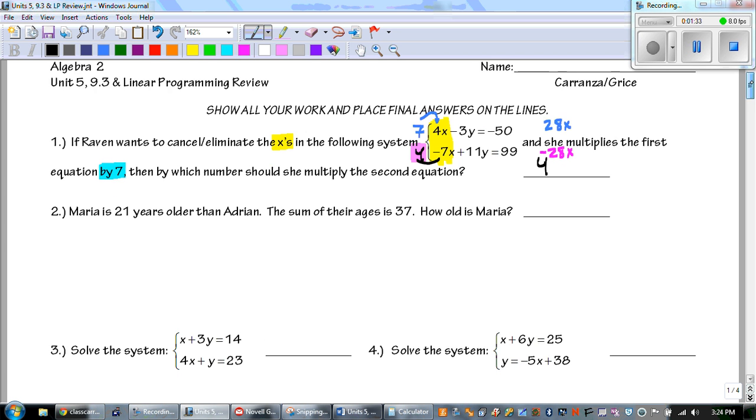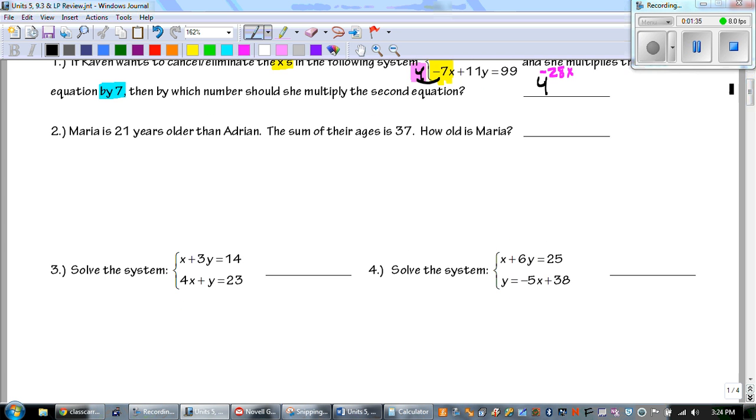All right, number 2. Maria is 21 years older than Adrian. The sum of their ages is 37. How old is Maria? Well, first thing I know that I need to do is to label what Maria and Adrian are. So they mentioned Maria first, so Maria is going to be my X, and Adrian's going to be my Y.